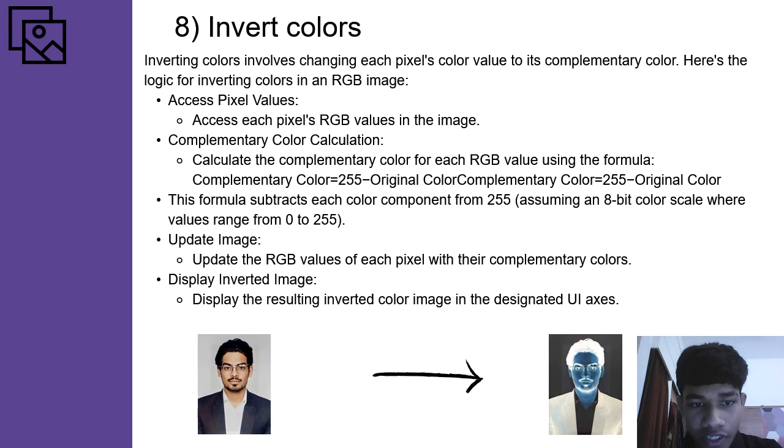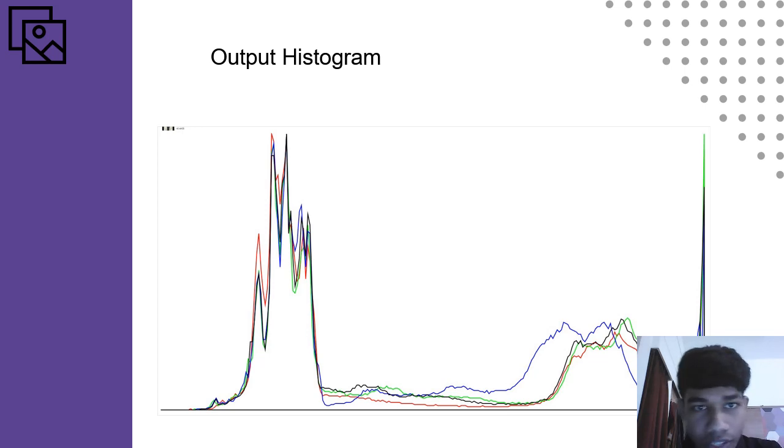Now comes the inverting colors part, which means that we need to flip the colors. For this purpose, we need to access all the pixel values and change each pixel value to its complement. The formula for it is: color equals 255 minus original color. In this way, we are updating the RGB values of each pixel with their complementary colors. Then we display the resulting inverted color image in the designated UI axes. So now this is the image for that. This is the output histogram for this.